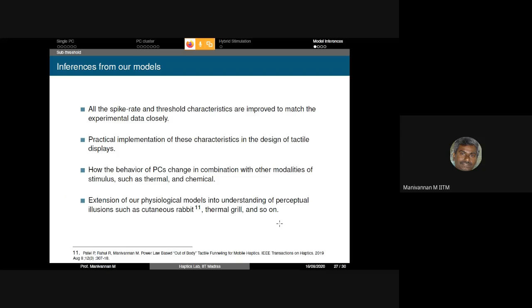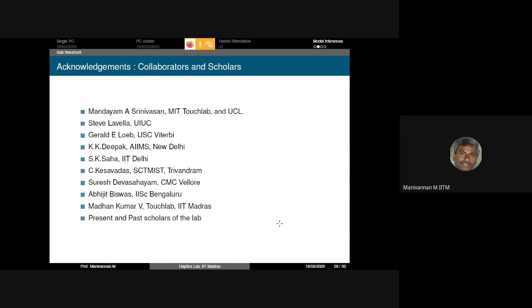How the behavior of the PCs changes in combination with other stimulus modalities is yet to be done. In the future, we are going to do that, for example, how for thermal stimulation this PC, or thermal receptors, are going to behave. Also, extension of our physiological models into understanding perceptual illusions, that is, perceptual models. There are very many illusions we want to simulate, such as the cutaneous rabbit, thermal grill, and other things. That is going to be future work.